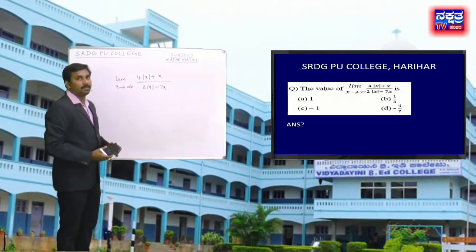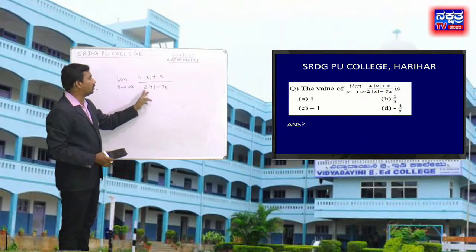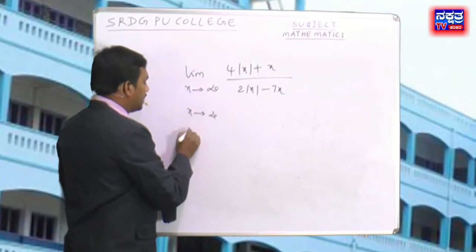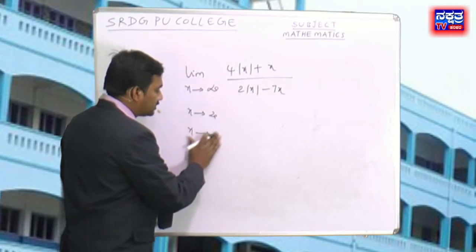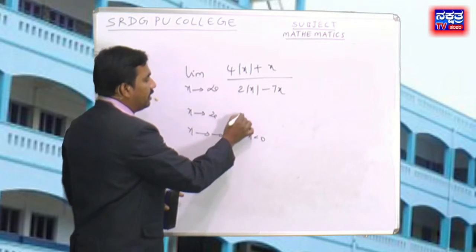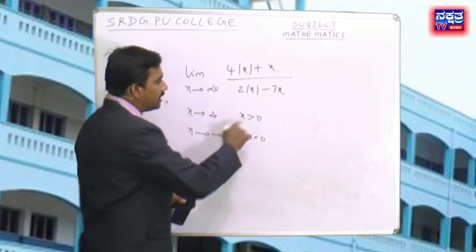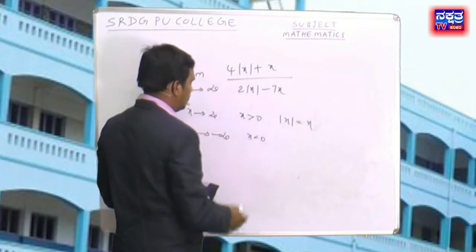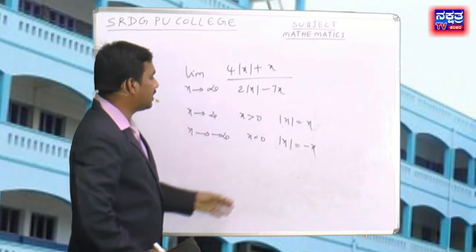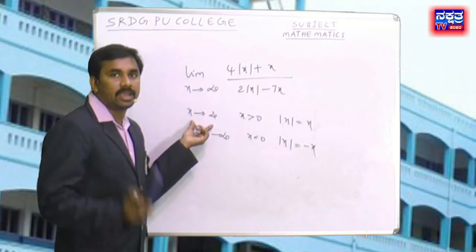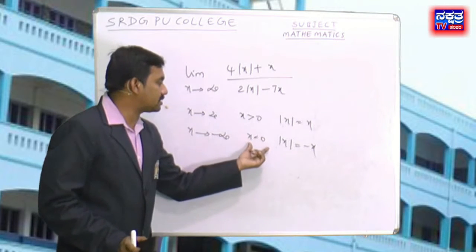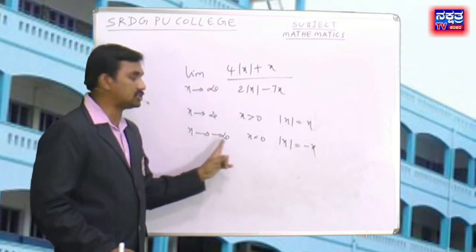The given question is limit x tends to infinity, 4 into mod x plus x by 2 into mod x minus 7x. So here x tends to infinity and x tends to minus infinity, two cases are there. x tends to minus infinity means x less than 0, and x tends to infinity means x greater than 0. When x is greater than 0, mod x equals x; when x is less than 0, mod x equals minus x. Here he has given x tends to infinity only, but in some cases he can ask x tends to minus infinity also. Remember that: mod x is minus x when x tends to minus infinity.